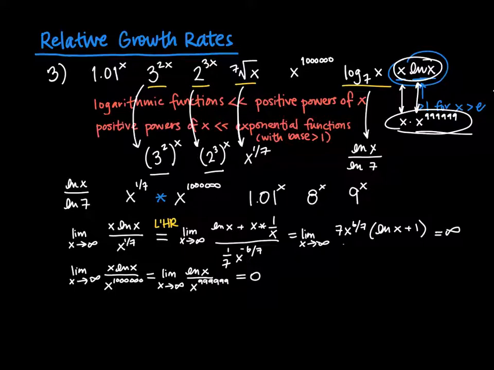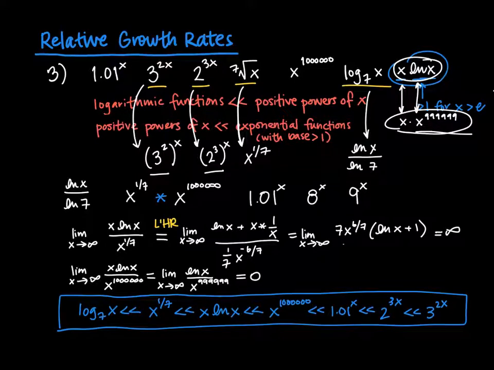So if we wanted to write this from start to finish, you would begin with log base 7 of x as the slowest function. Then we have x to the 1/7, then x natural log of x, then x to the 1 millionth, then the family of exponential functions. 1.01 base goes first, then 8, then 9. And then we are done.